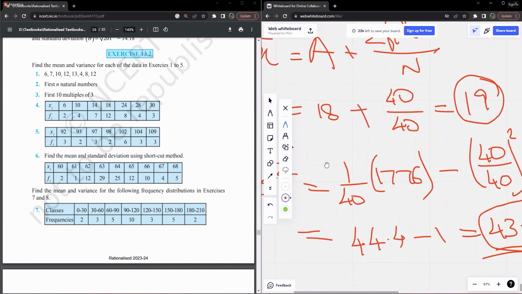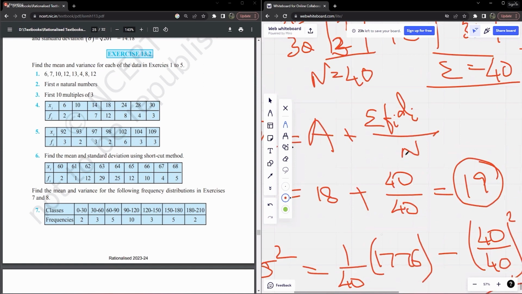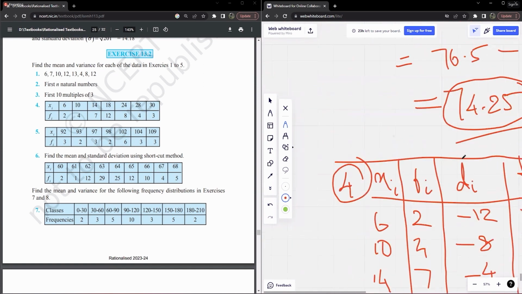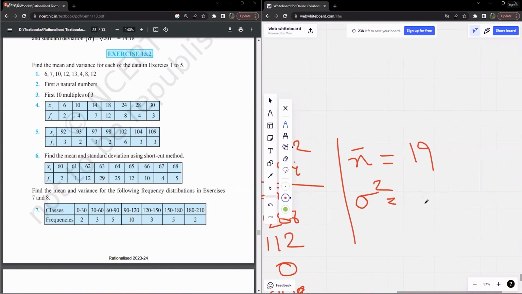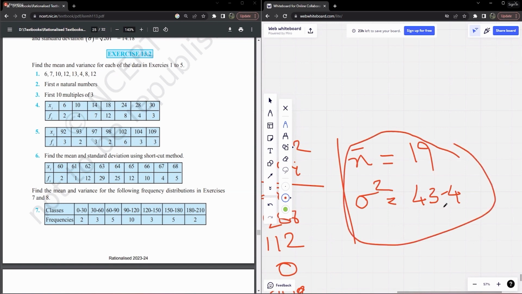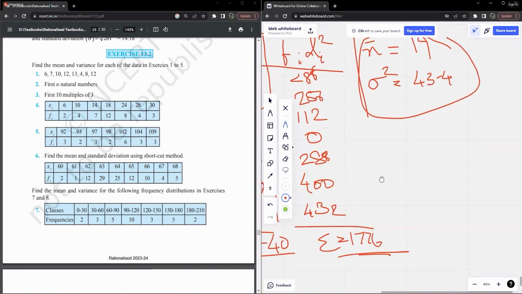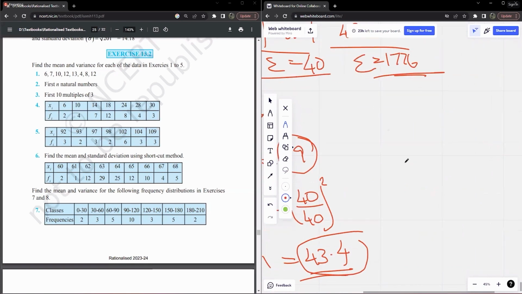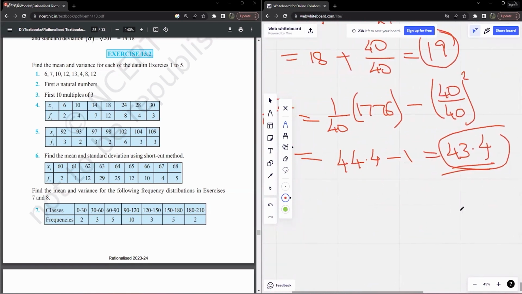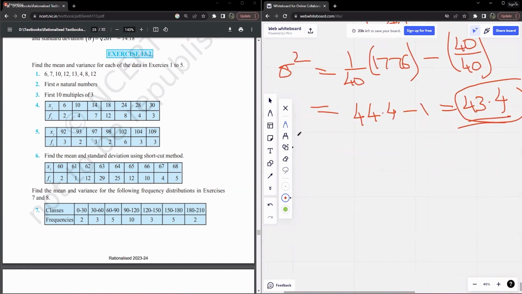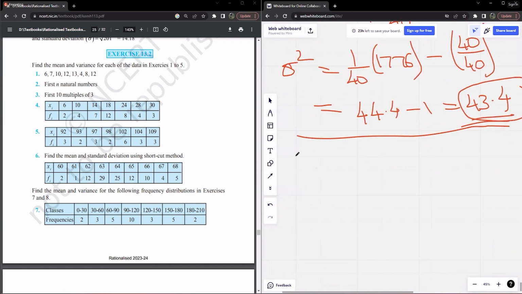So for this question, what we have is x bar is equal to 19, while the variance sigma square is equal to 43.1. Right? Yeah. Going to question number 5.